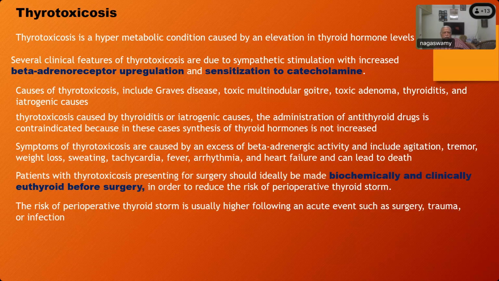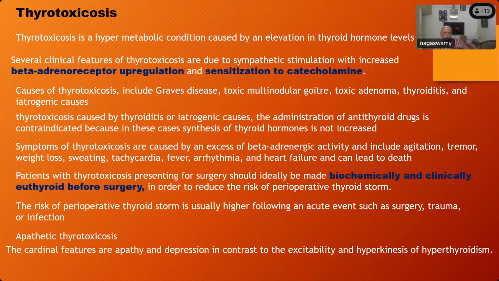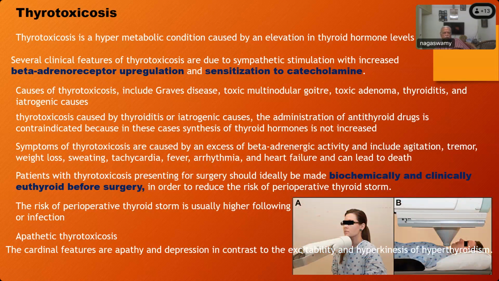The risk of perioperative thyroid storm is usually higher following acute events such as surgery, trauma, or infection. And there is a condition called apathetic thyrotoxicosis. The cardinal features are apathy and depression, in contrast to the excitability and hyperkinesis of hyperthyroidism. So it is not always necessary that a hyperthyroid patient should be more agitated, excited, or anxious. They can sometimes also have features of apathy and depression.